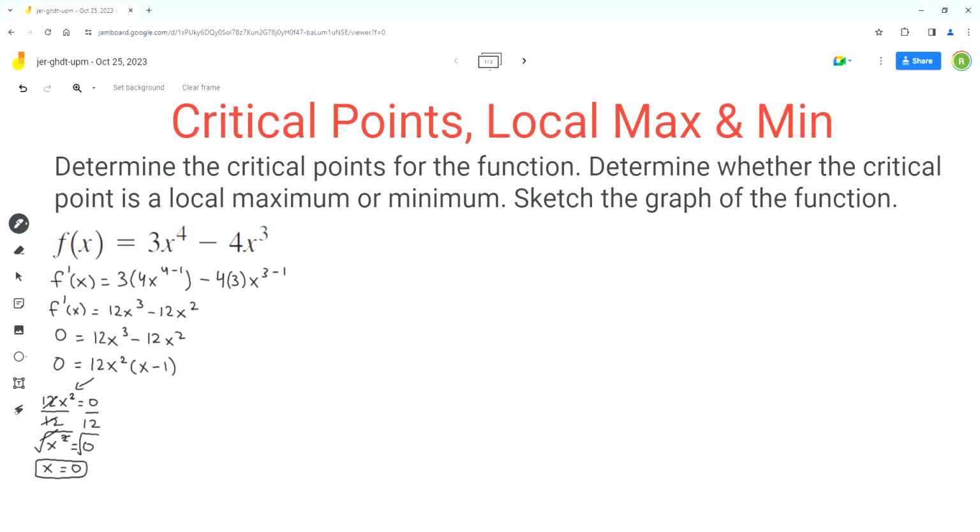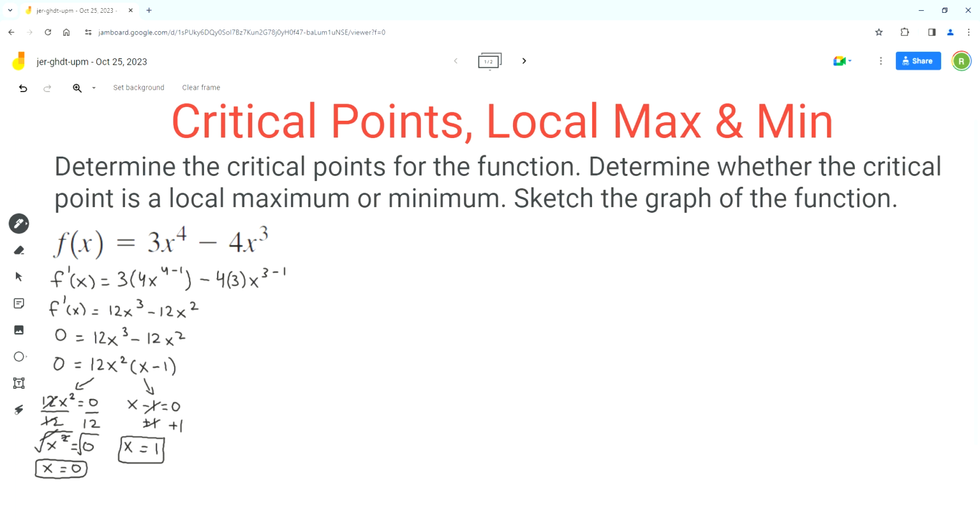Now we can analyze the second case. So we get x minus 1 equals 0. Now we can isolate x by adding 1 to both sides. The ones on the left side get canceled out. So we get x equals 1. This is our second critical number.